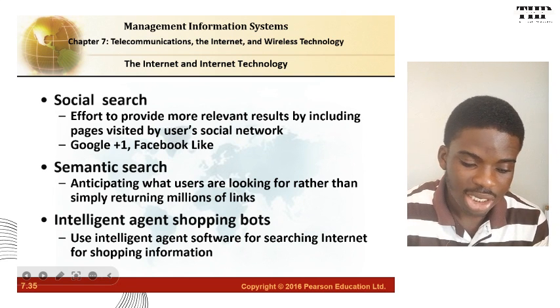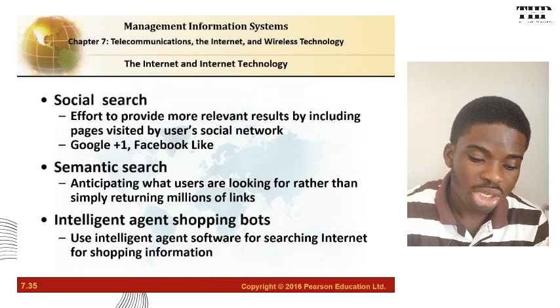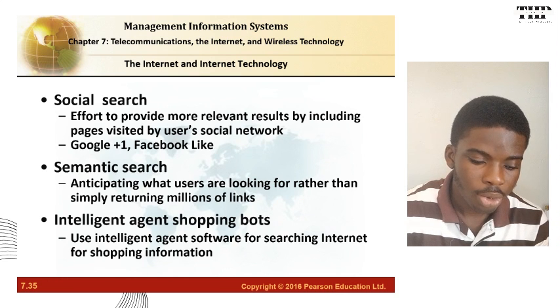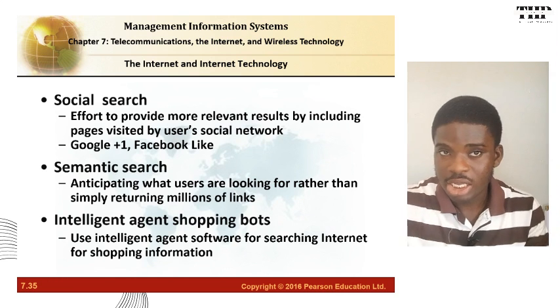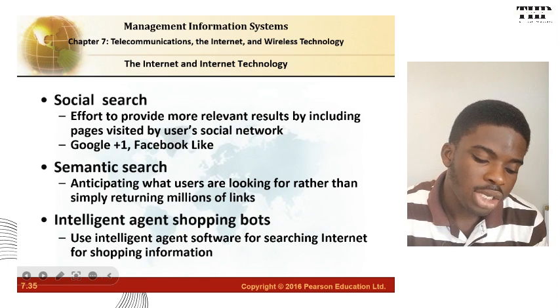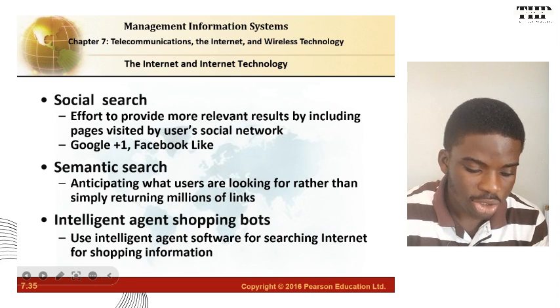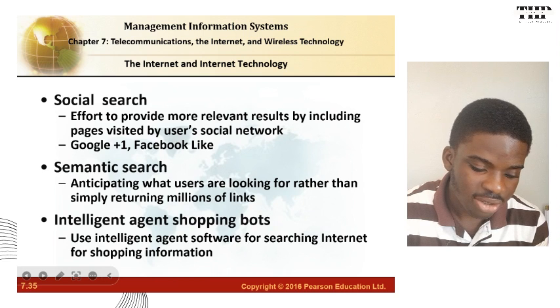And then there's semantic search. That's anticipating what users are looking for rather than simply returning millions of links. It's like when I type something in and they give you options. Then there are intelligent agent shopping bots. They use intelligent agent software for searching the internet for shopping information.